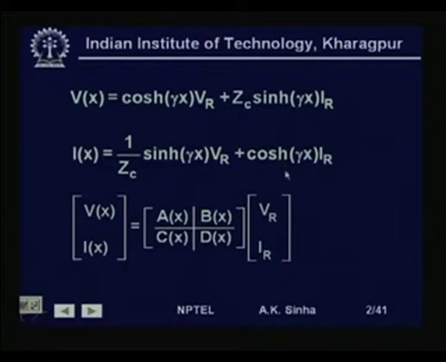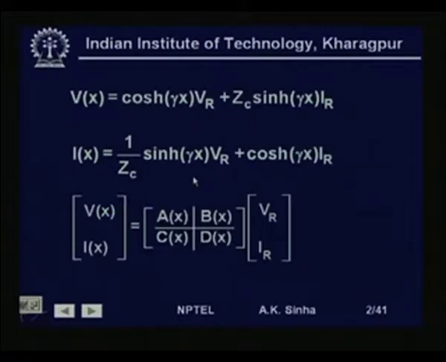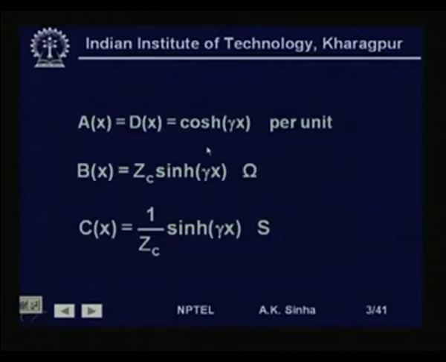So, A x is equal to D x is equal to cosh gamma x, B x is equal to Z c sinh gamma x, C x is equal to 1 by Z c sinh gamma x, and D x, as we have already seen, is equal to A x. So, this is the model where A and D are basically dimensionless, B has a dimension of impedance and C has the dimension of Siemens, that is admittance.